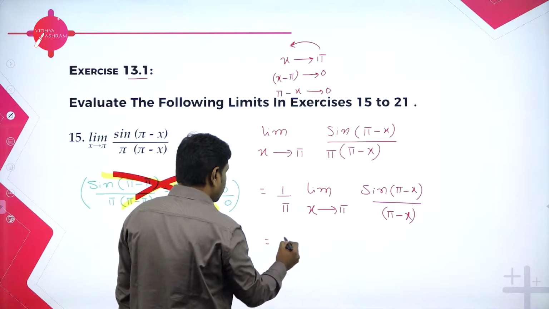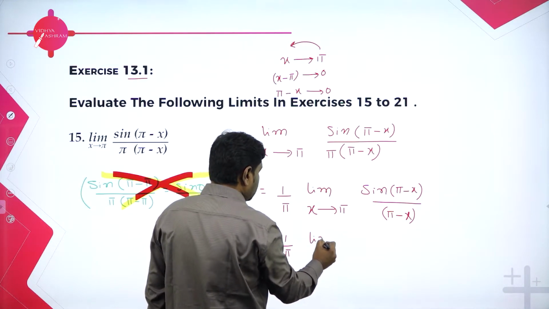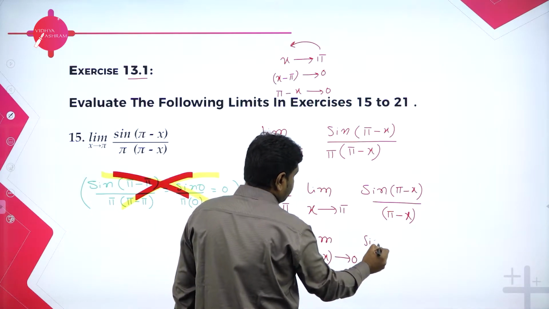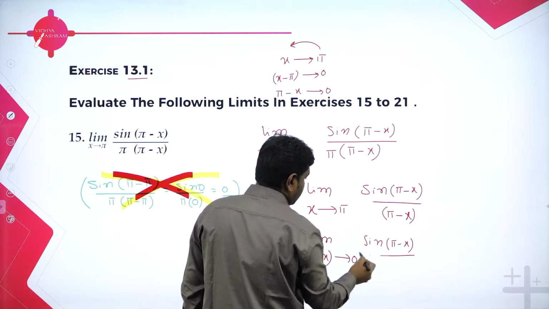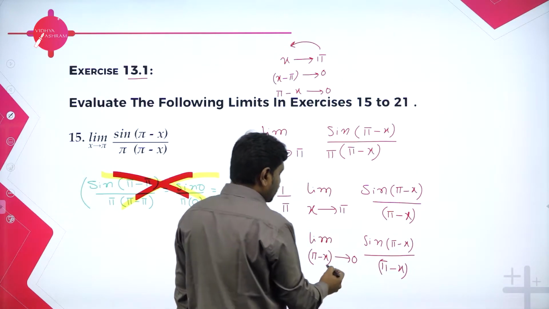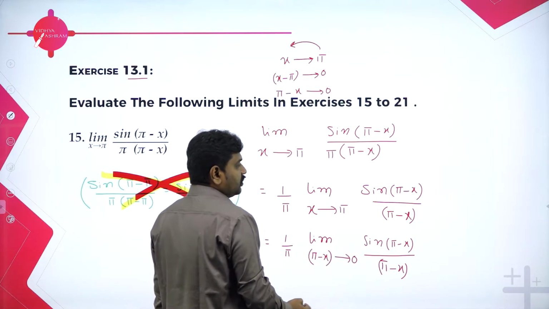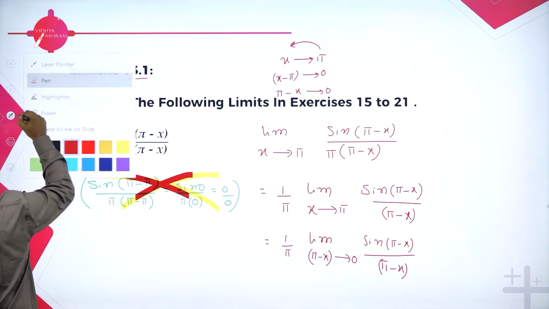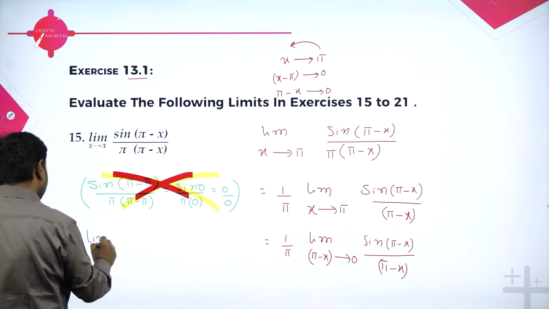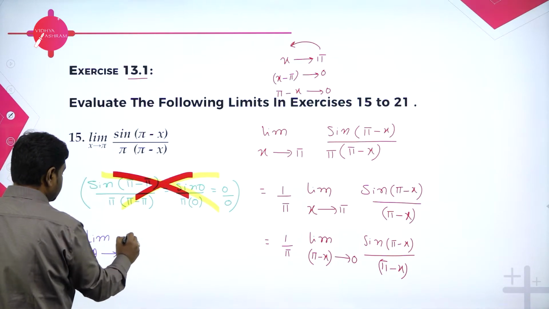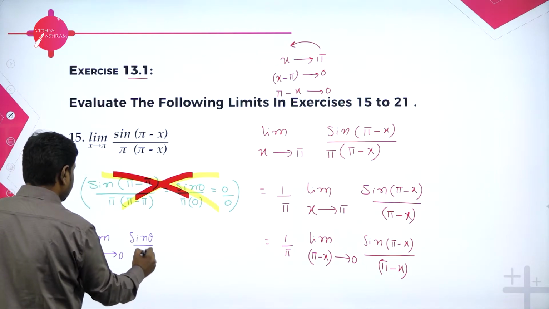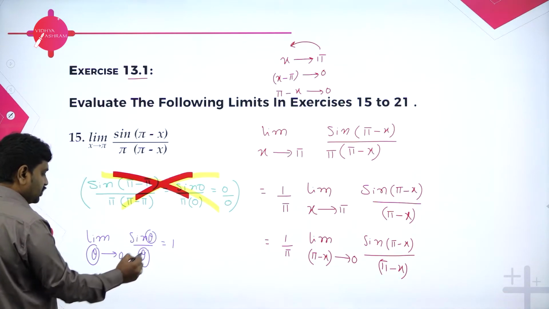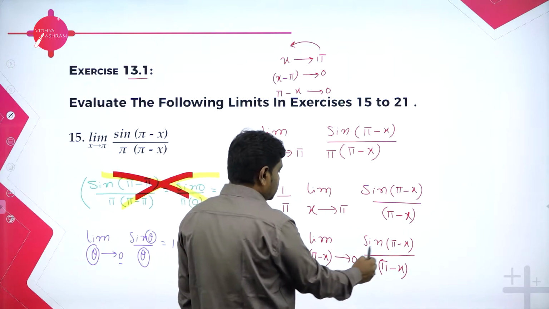So therefore I can write 1 by pi limit pi minus x tends to 0, sine of pi minus x divided by pi minus x. Now the problem is in the form of limit theta tends to 0 sine theta by theta. So you know the theorem. What is the theorem we have learned? The sandwich theorem says limit theta tends to 0 sin theta by theta, value in maths is 1. This means when this value and this value and this value are same and tending to 0, answer is 1. Here you can see pi minus x, pi minus x, pi minus x.